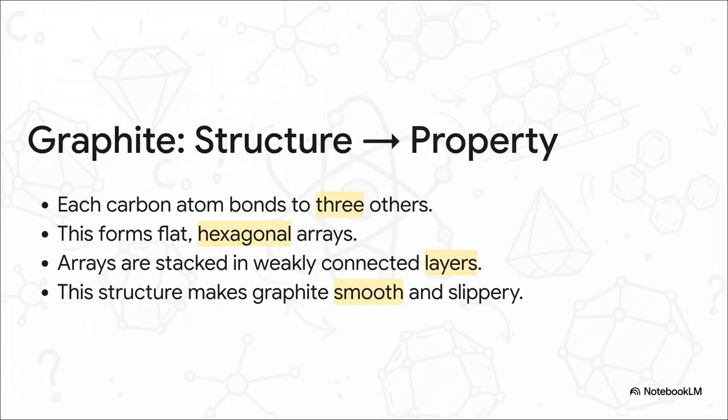And this is where it all clicks, the link between how it's built and what it does. See, in graphite, each carbon atom only bonds to 3 others, not 4. This is what creates those strong, flat sheets. But here's the kicker. Those sheets are just stacked on top of each other, and the connections between the layers are super weak. This lets them slide right past each other, which is why graphite feels so smooth and why it leaves a mark when you write with it.